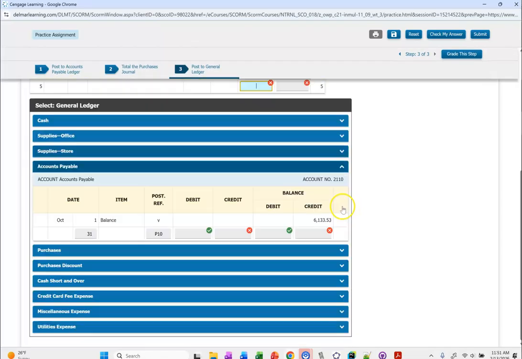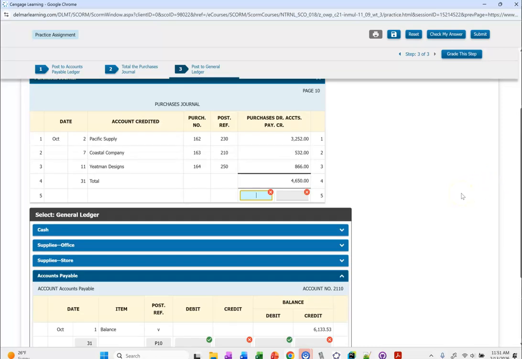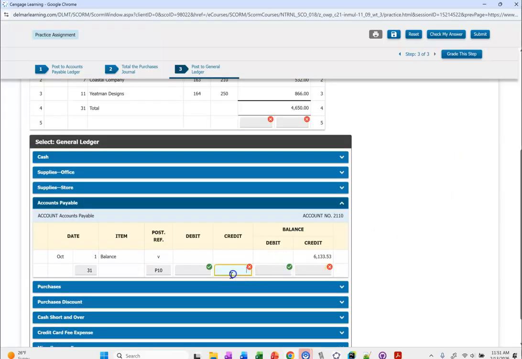All right, so we record these totals now in two places, the accounts payable journal and the purchases journal. So that total that we just added up, the 4650, is a credit. And I have to add that to the existing credit of 6133.53, which gives me $10,783.53 of credit there.